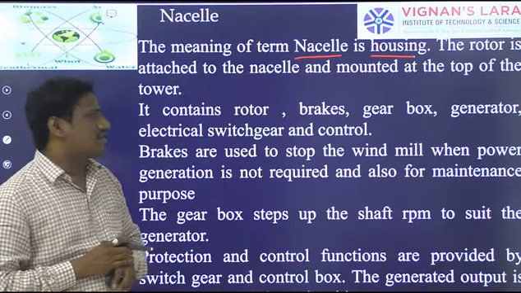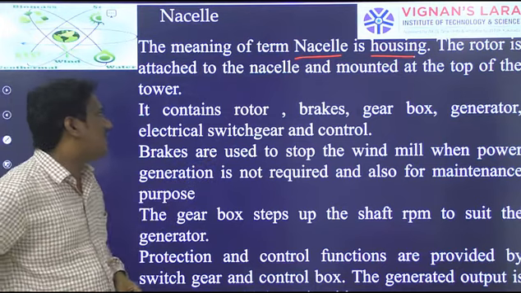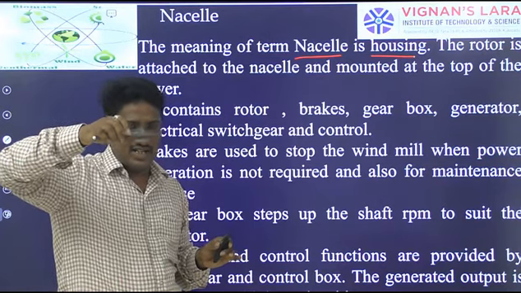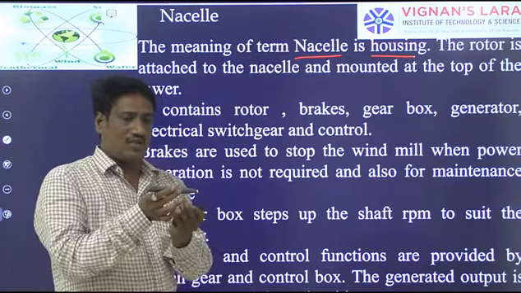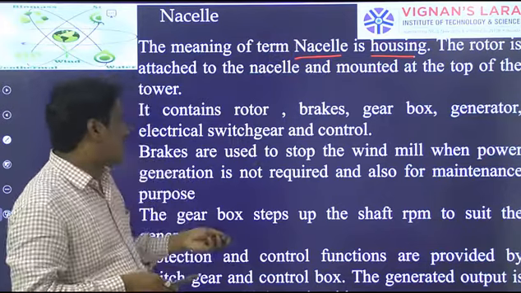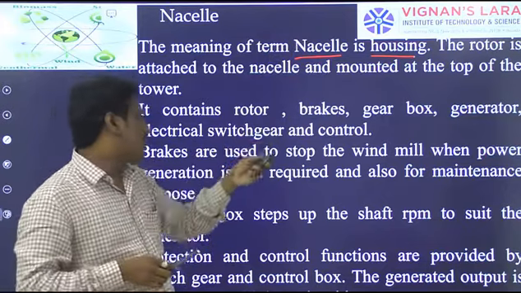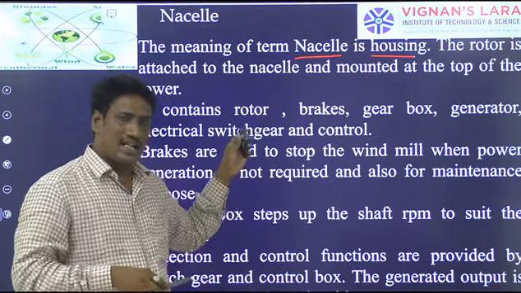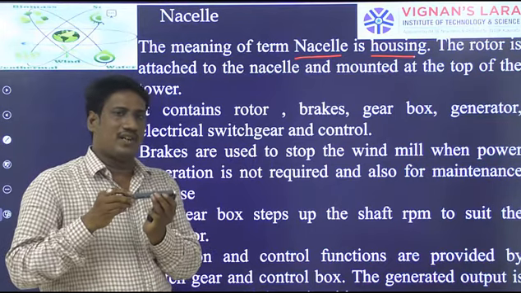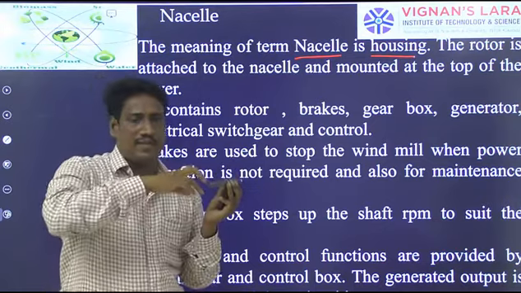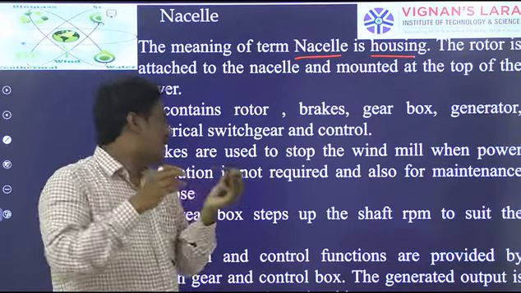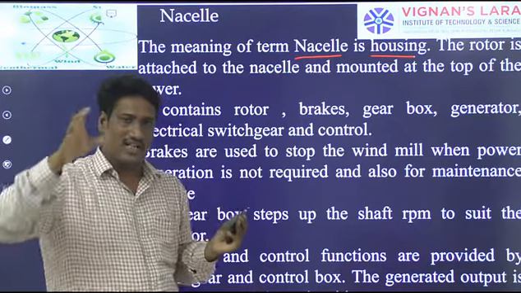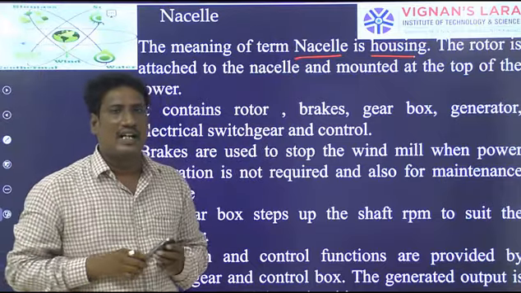The rotor is attached to the nacelle, which is mounted at the top of the tower. The rotor shaft is attached in the nacelle, and you will connect all the components to it, like brakes, gearbox, generator, and electrical switchgear and control. All these things are inside the nacelle. The rotor shaft is connected to the hub, and the nacelle is placed on the top of the tower.